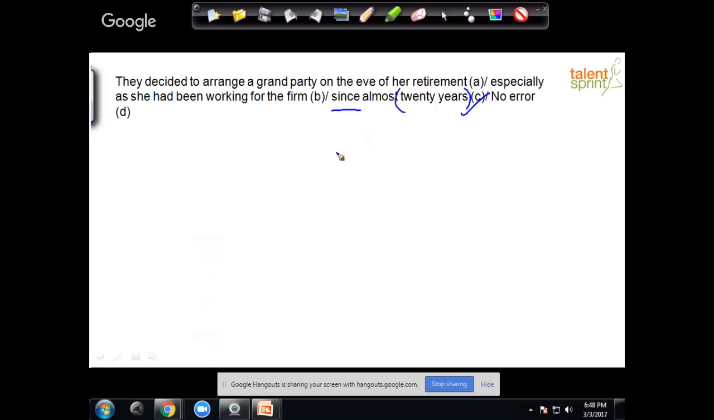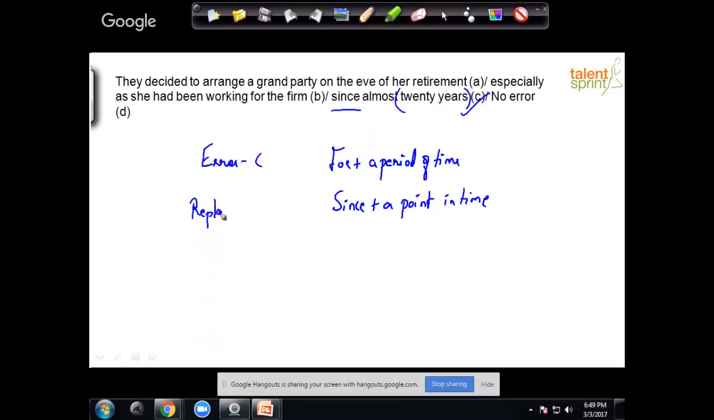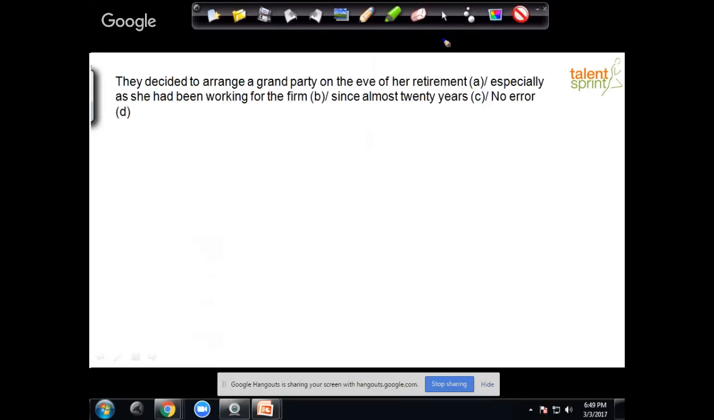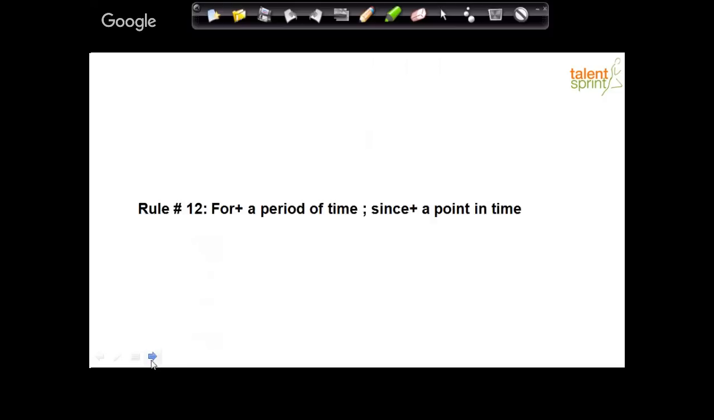So the rule is you always use for plus a period of time, and you always use since plus a specific point in time, right? That's the rule. Yes, so since is incorrect. The error is in part C. You replace since with for. That's it. So that's your rule number 12. For plus a period of time, since plus a point in time. Moving on.